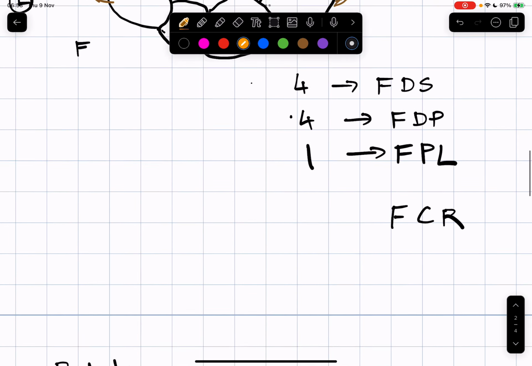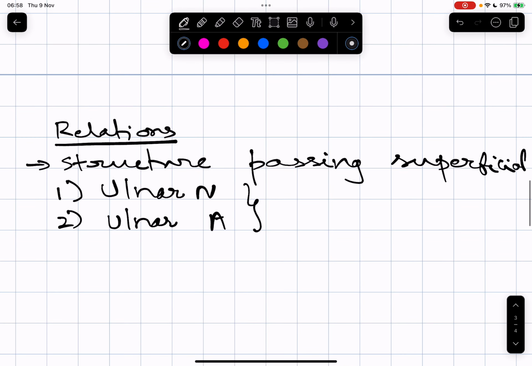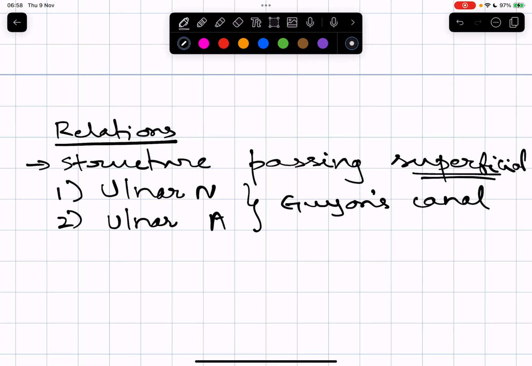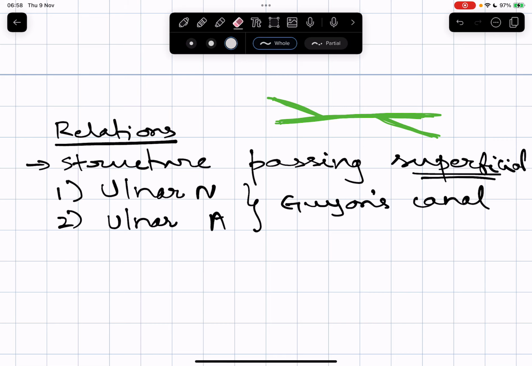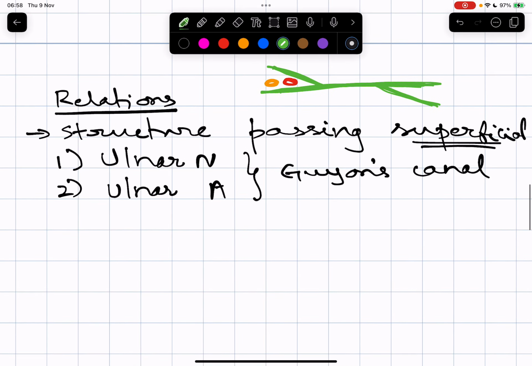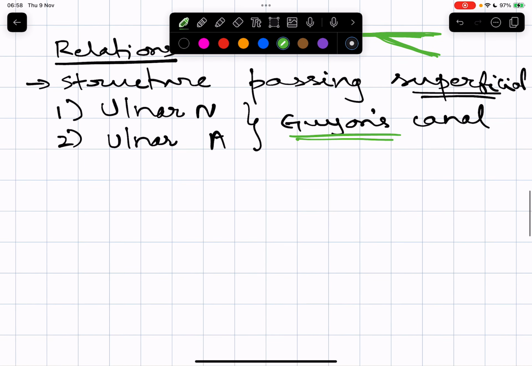All right, so when I'm listing these structures passing through the carpal tunnel, I'd like to write it as passing through the Guyon's canal, even though they are passing superficial to the flexor retinaculum, the actual flexor retinaculum, the flexor retinaculum here, the superficial slip, the deep slip. So the ulnar artery and the ulnar nerve. Truly speaking, the ulnar nerve and the ulnar artery are passing superficial to the flexor retinaculum, but it is inside what is called the Guyon's canal.